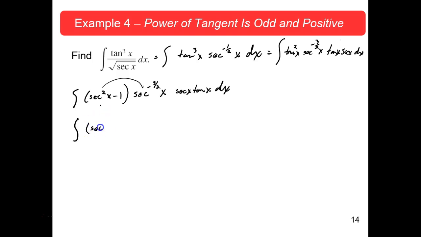Secant to the what? Okay. When you're multiplying same base, different exponents, keep the base, add the exponents. 2 plus the negative 3/2 is positive 1/2. Okay? Minus, and this one obviously is secant to the minus 3/2 x, and that's times secant x tangent x dx. All right, what would you do at this phase?